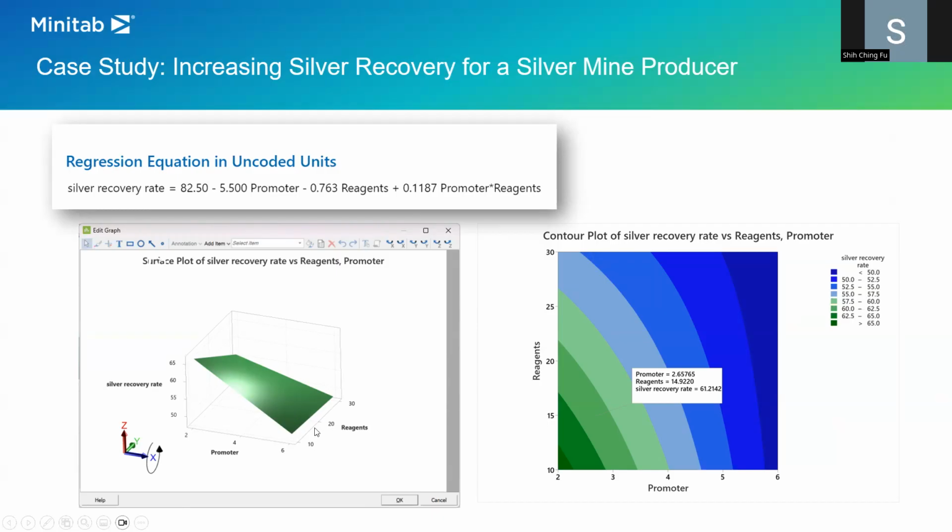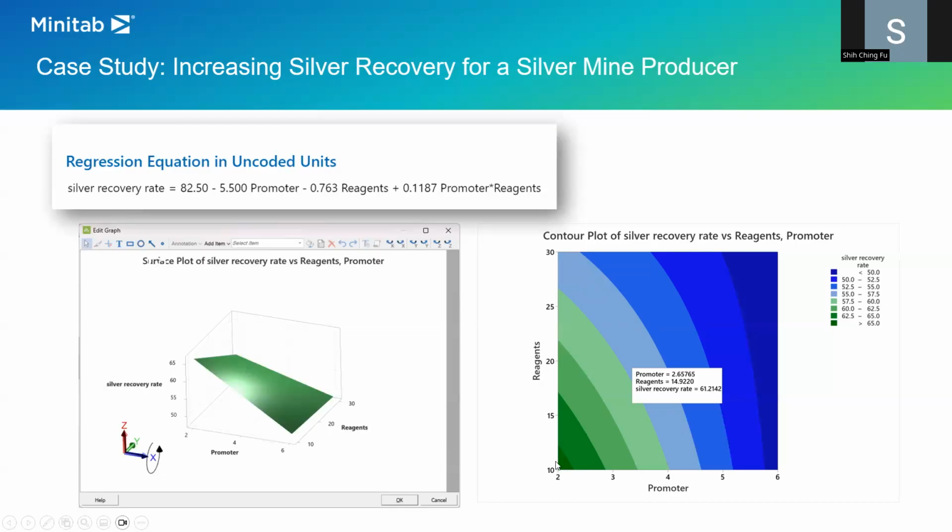So that's the relationship. It's like a twisted plane, a little bit twisted because of the interaction. And we also give you the contour plot, because based on the model, the contour area means within a certain area. For example, I'm talking about this line. This line is where the recovery rate is between 55 and 57.5. So this is a region. If you are looking to maximize, I would probably go for this small region, which is over 65% recovery rate, which is reagent 10 and promoter 2.